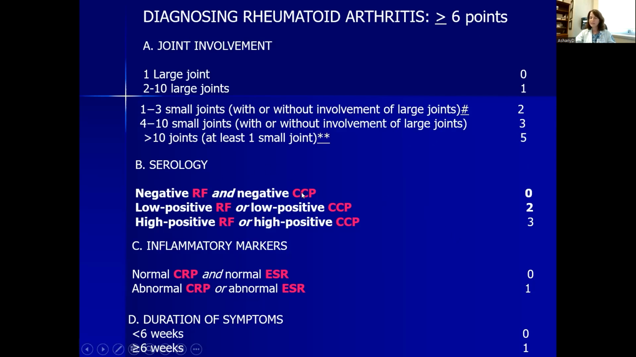Rheumatoid factor and CCP, these are the antibodies that we see a lot in rheumatoid arthritis. And again, depending on whether you have one of these positive, both of these positive, we assign a certain number of points. Similarly, the CRP and sedimentation rate also play a role in considering whether you have rheumatoid arthritis. And then finally, the duration of symptoms. Most patients with rheumatoid arthritis will consider the diagnosis after 6 weeks of chronic symptoms.